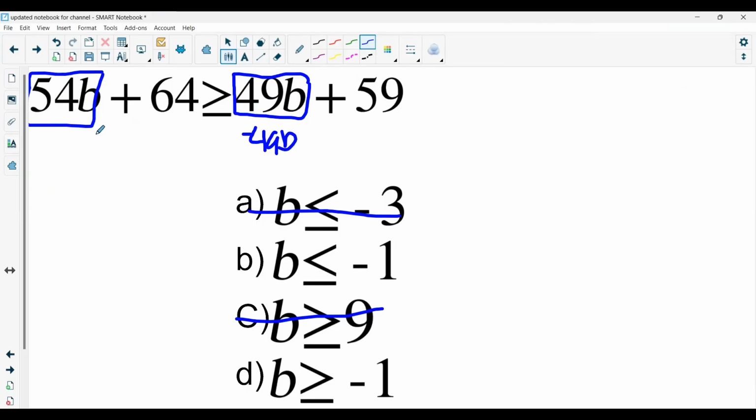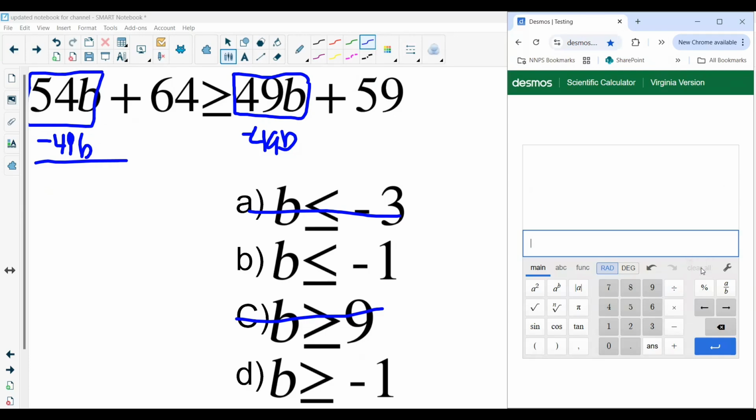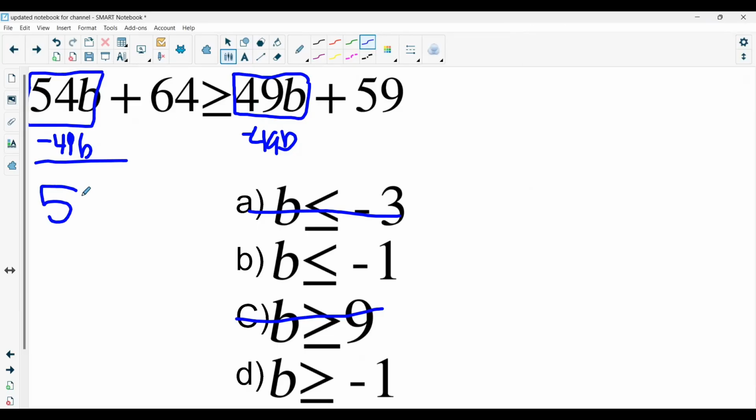Minus 49b. And then you can go to your calculator and let's see, does that give us a positive number or a negative number? 54 minus 49. It gives me a positive 5. So my final answer right here is 5B.